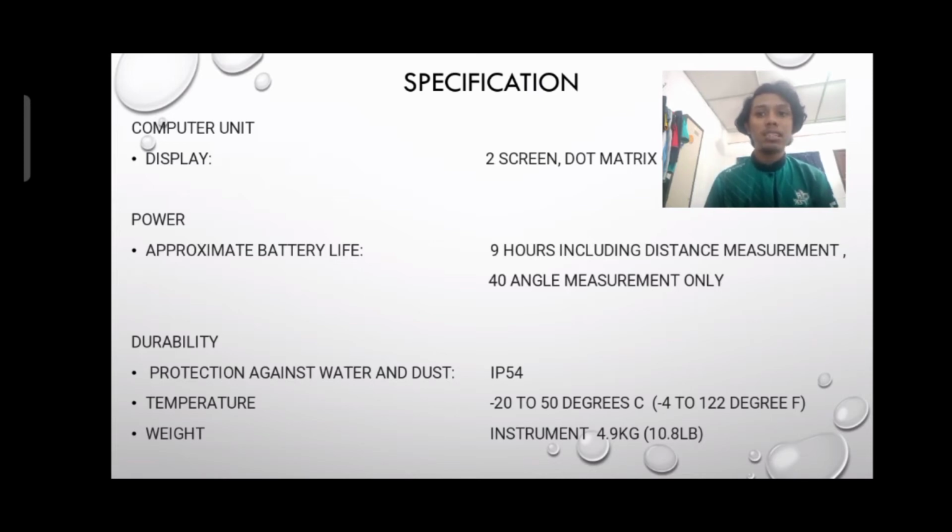And lastly is durability. For the durability of this total station, first let's talk about the protection against water and dust. The protection against water and dust is IP54, which is quite good. The temperature is negative 20 to 50 degrees Celsius, which is negative 4 to 122 degrees F. The weight for this total station is 4.9 kg, which is 10.8 lb.